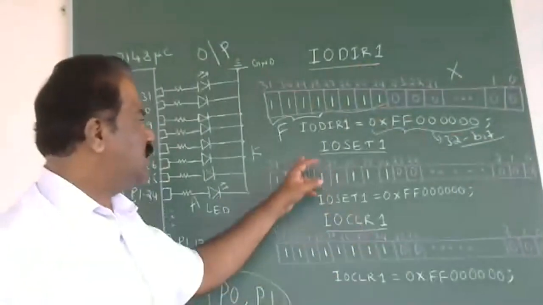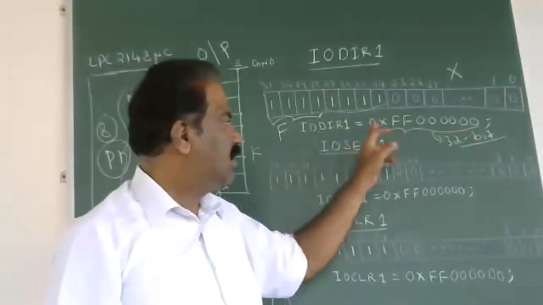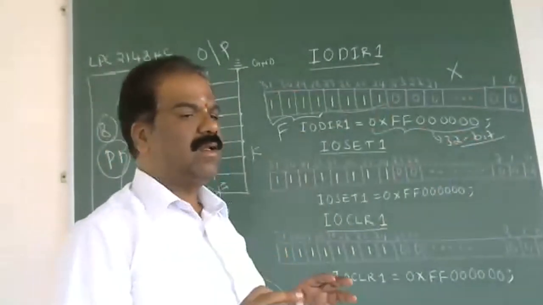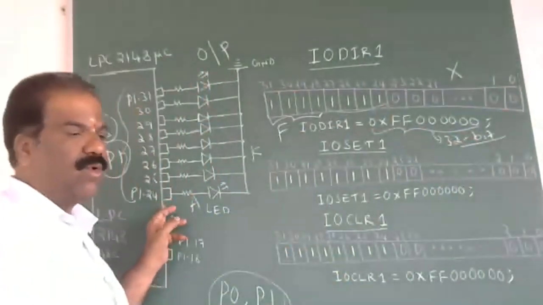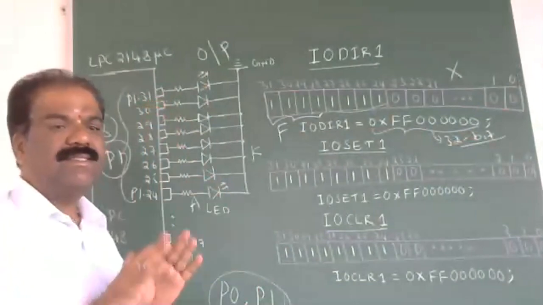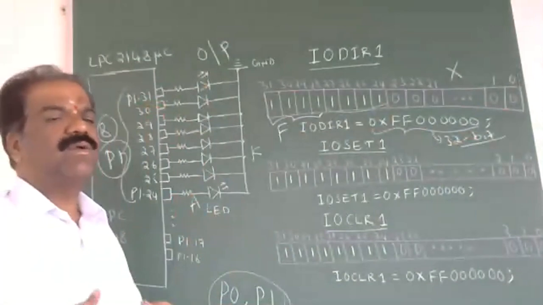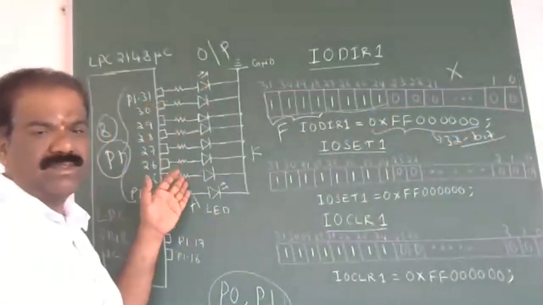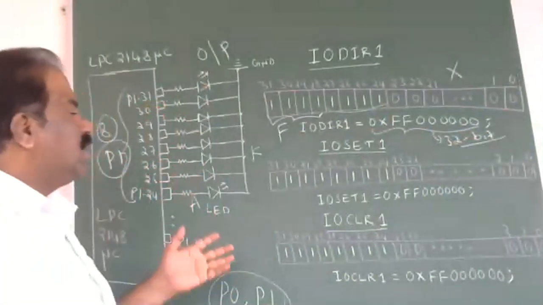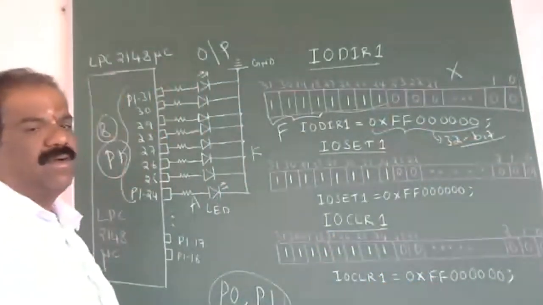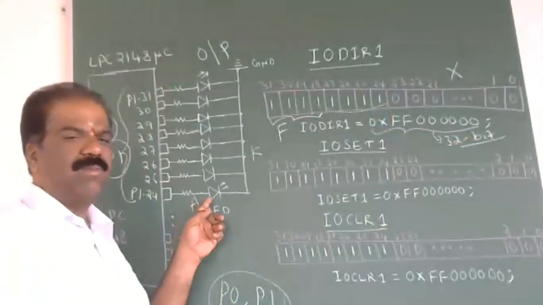Okay, so once you execute this particular statement, what happens? It's going to configure P1.24 to P1.31 as output. That is step number 1. Then only we can transfer data to this. The step number 1 is over. What is the second step? Then we have to make the LED on.